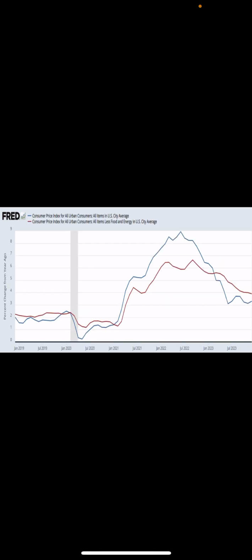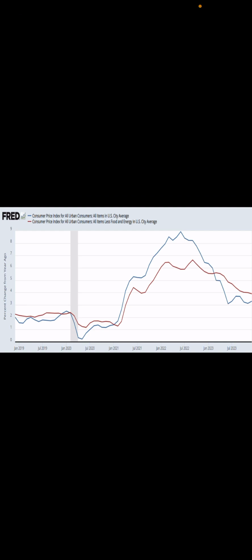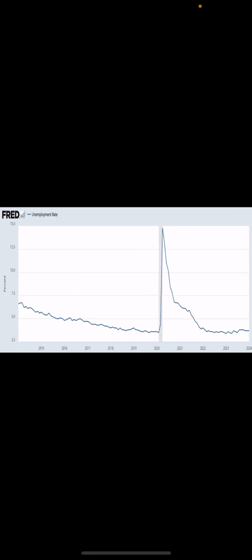This is going to be the Consumer Price Index. This graph shows the Consumer Price Index, which is the measure of inflation versus last year. The goal for the Federal Reserve is for this number to be around 2%. We are currently in the 3 to 4% range, which is much better than we were last year. Overall, this economic metric is still looking very good.